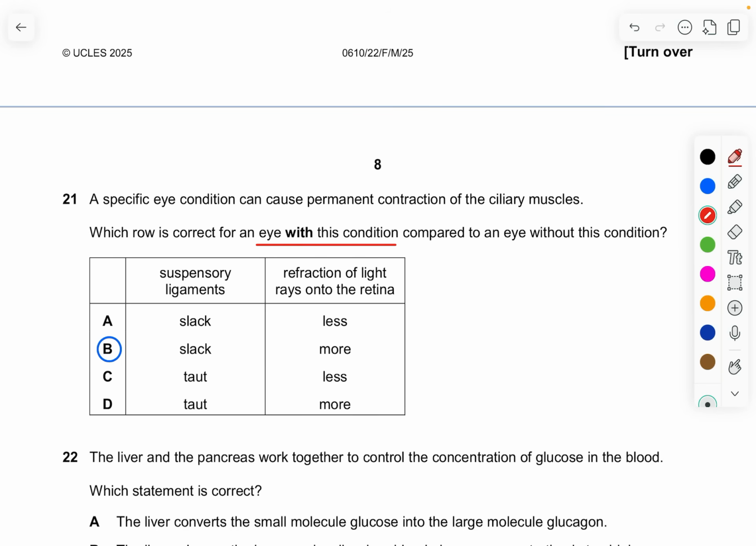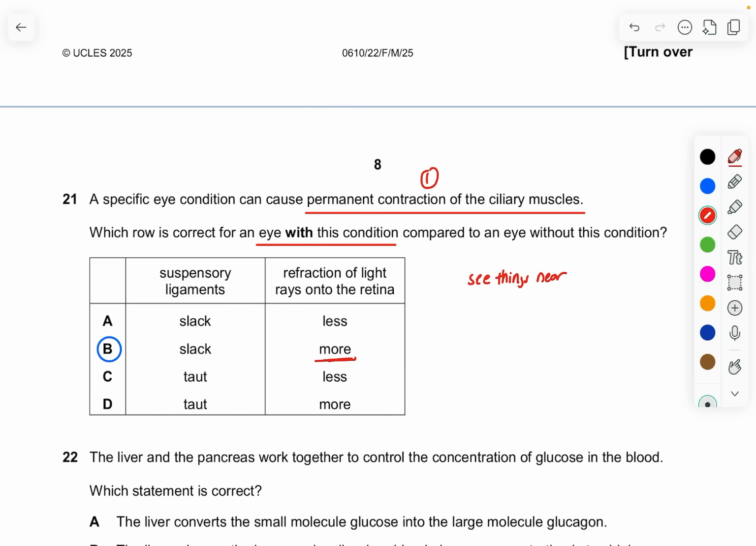Okay, so what's the result of this? It means that this person can only see things near. When they are able to see things near, what happens? More light will be refracted, because the ciliary muscles are permanently contracted. That is also one of the clues that I've already given you: this person is doing accommodation, and they can only see something near.